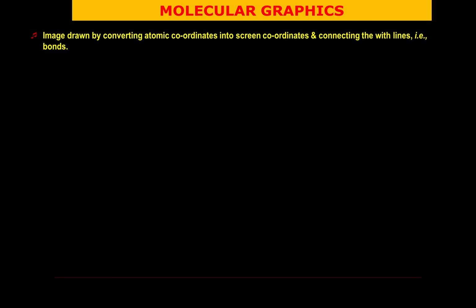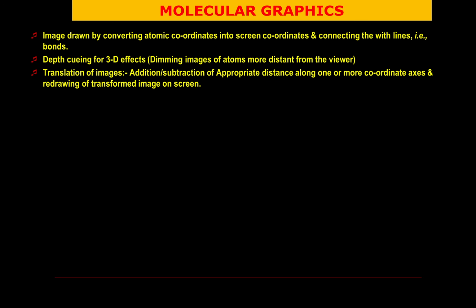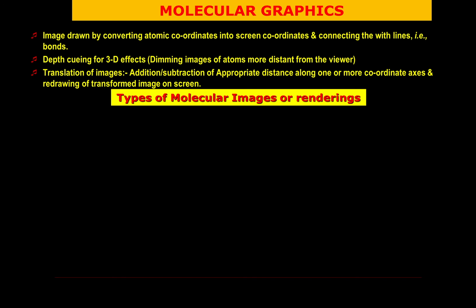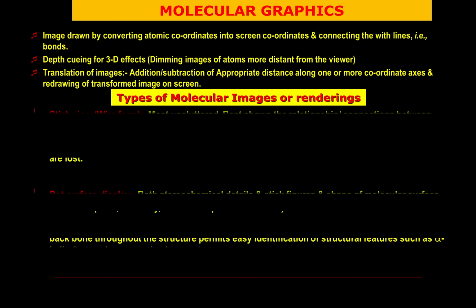Molecular graphics: images are drawn by converting atomic coordinates into screen coordinates and connecting them with lines, which are actually shown as bonds. Depth queuing gives 3D effects by dimming images of atoms more distant from the viewer. Translation of images involves addition or subtraction of an appropriate distance along one or more coordinate axes, and redrawing of the transformed image on screen. Now, the types of molecular images or renderings.